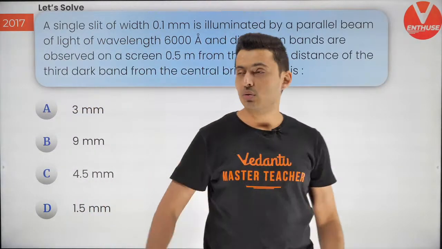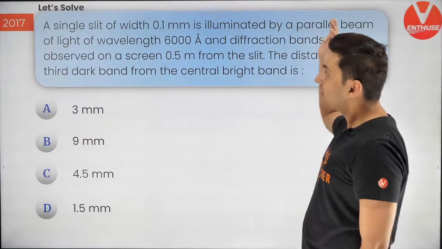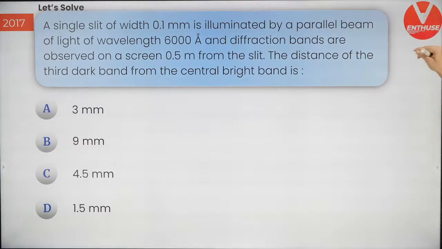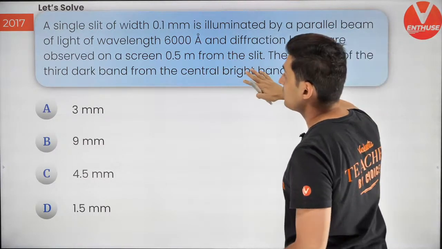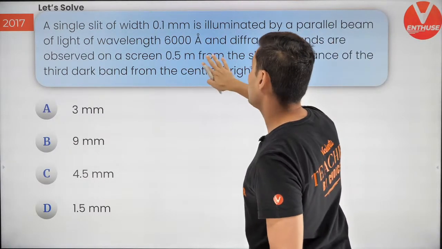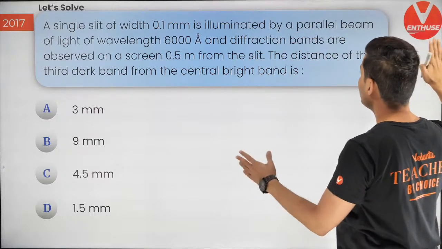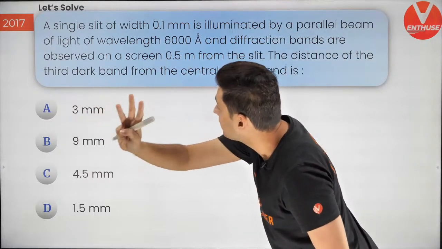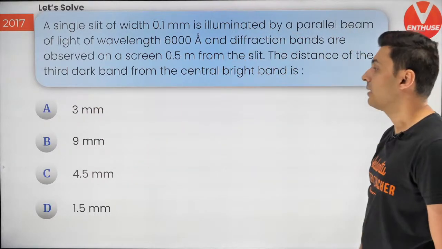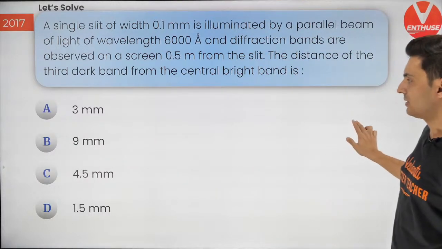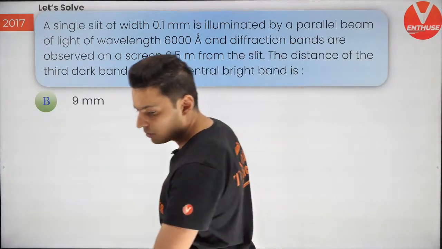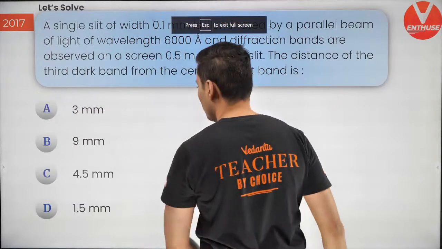This was asked in 2017. Single slit of width 0.1 millimeter is illuminated by a parallel beam of light, and wavelength is also given. Diffraction is observed on a screen at a distance of 0.5 meters from the slit. The distance of the third dark band from the central bright band is how many millimeters? Let's do this. Oops, I don't want to see the answer, guys.